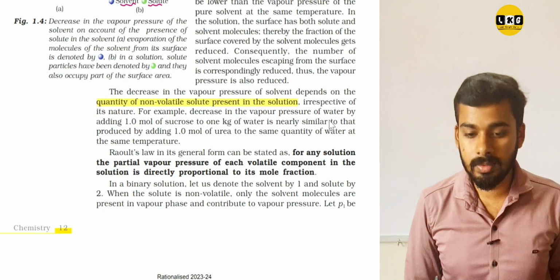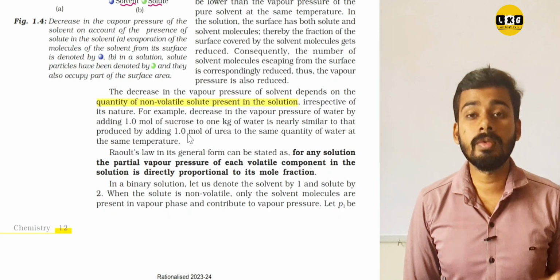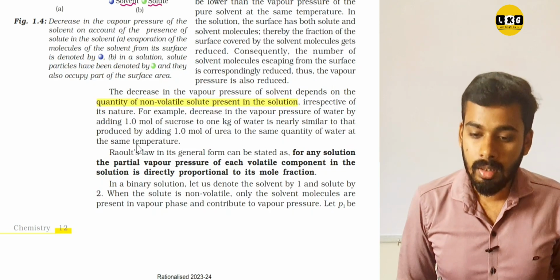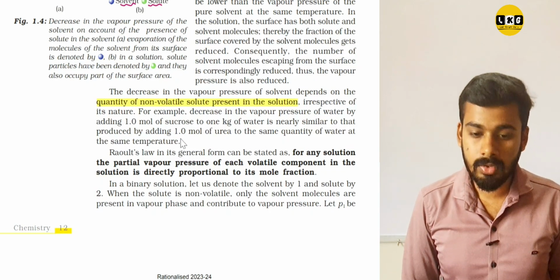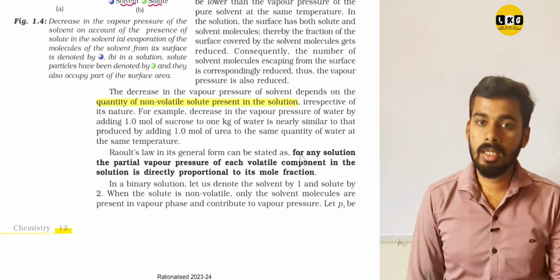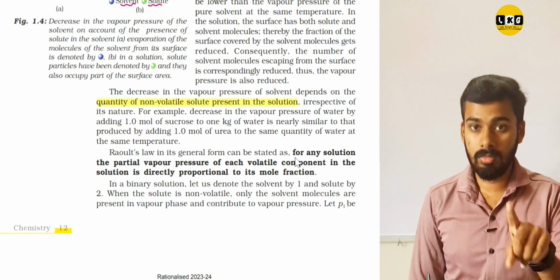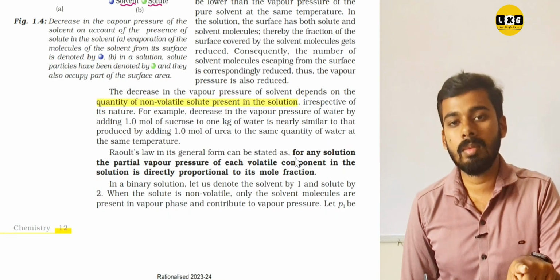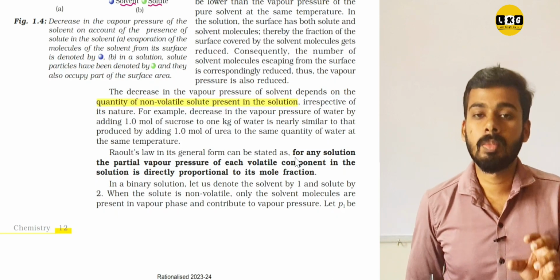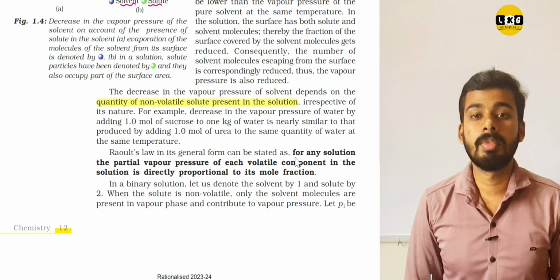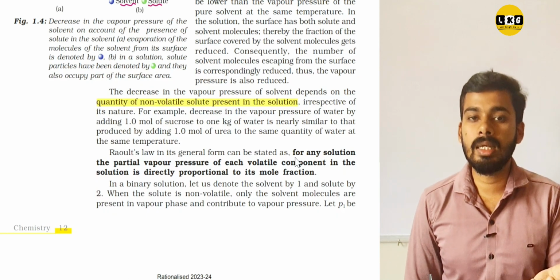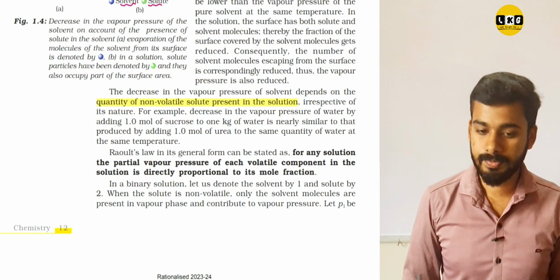For example, the decrease in the vapor pressure of water by adding 1 mole of sucrose to 1 kg of water is nearly the same as that produced by adding 1 mole of urea to 1 kg of water. Adding 1 mole of urea to 1 kg of water or 1 mole of sucrose or sugar to water, the vapor pressure lowering is the same. That means it does not depend upon the nature of the solute you are adding, it depends upon the quantity of the solute you are adding. If more and more quantity is added, then vapor pressure is reduced.